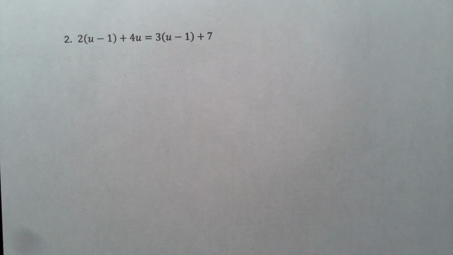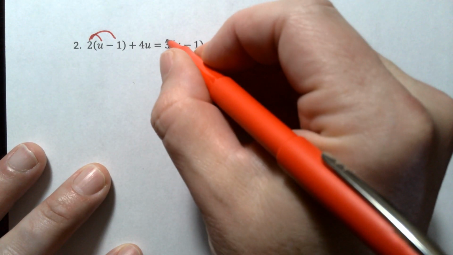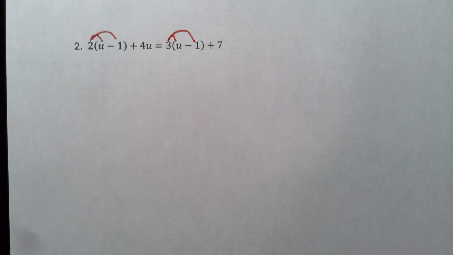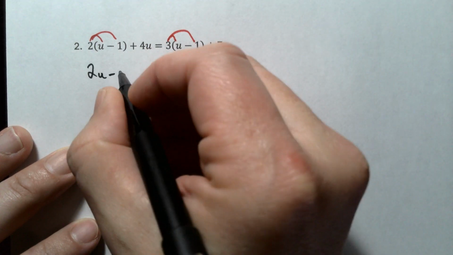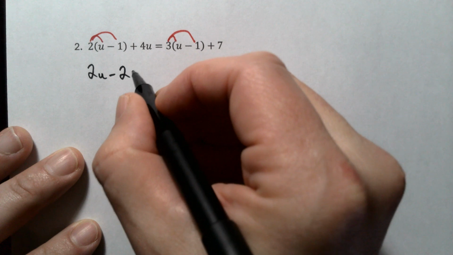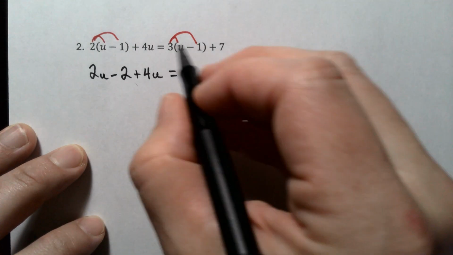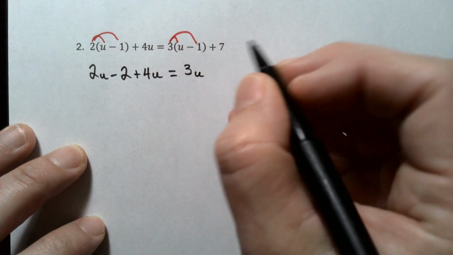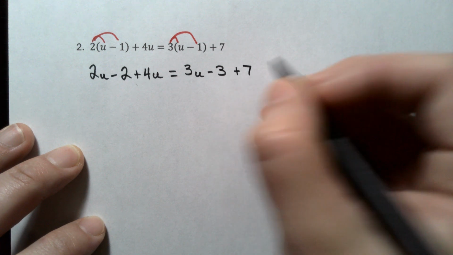So we've got this 2 out in front of this parentheses that needs to be distributed, first of all. We've got this 3 that needs to be distributed here. So let's go ahead and do that. Here and here, here and here. Okay, so 2 times u is 2u. Okay, and 2 times negative 1 is negative 2. Okay, and then there's my plus 4u. I'll just drop that down. And now equals, let's go to the other side. 3 times u is 3u. 3 times negative 1 is negative 3, and then plus 7.